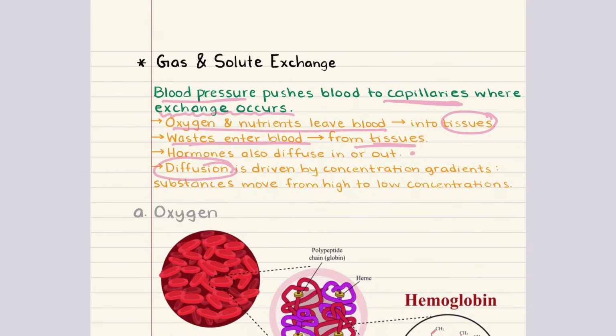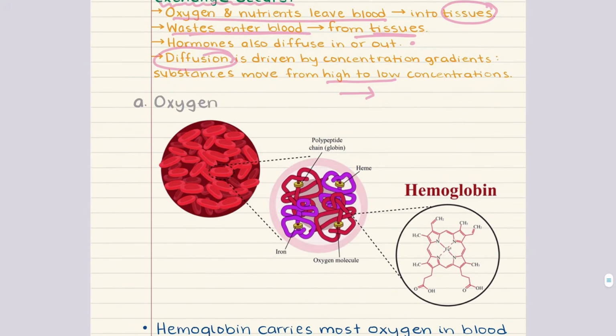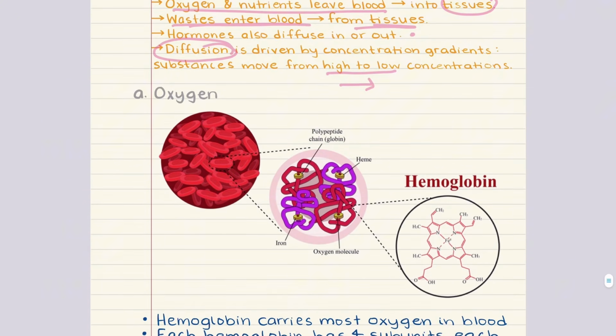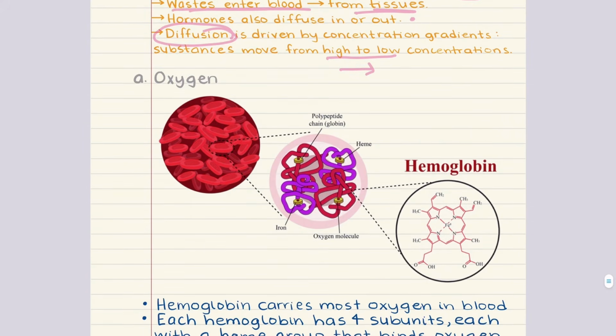Again, diffusion always moves substances from high concentrations to low concentrations. That's why oxygen leaves the blood. It's at a higher concentration there, and it will enter the tissues where oxygen is lower. And the reverse is true for carbon dioxide. It builds up in tissues as a waste product, and it will move into the blood where its concentration is lower. With that being said, let's start by discussing oxygen in more detail first.